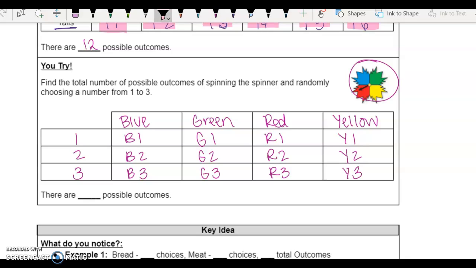So when we count our outcomes, we have 1, 2, 3, 4, 5, 6, 7, 8, 9, 10, 11, or 12. So we have 12 possible outcomes.